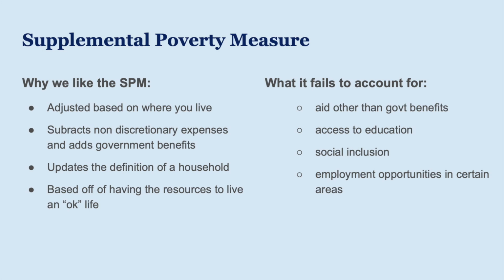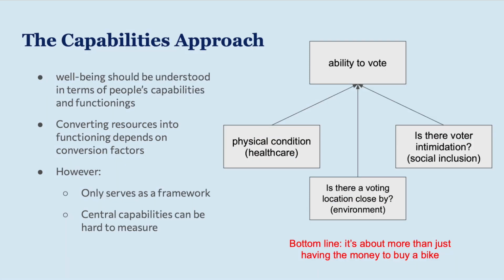While the SPM is more comprehensive than the OPM, it doesn't take into account access to education, employment opportunities, or social inclusion. Therefore, these characteristics of defining and measuring poverty should be added to what the SPM already has to offer. These specifics are seen in the capabilities approach. The capabilities approach is a flexible and multi-purpose theory of well-being that can inform policy decisions through assessment of whether people have the substantial opportunity to achieve certain functions.